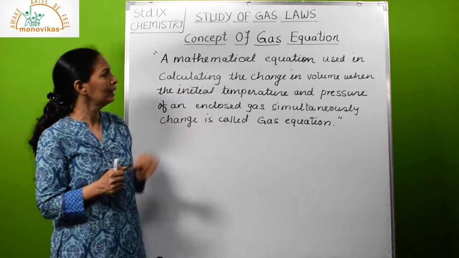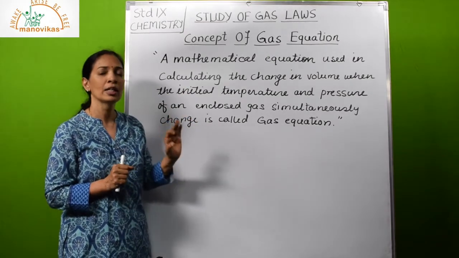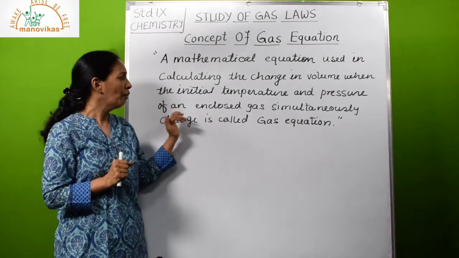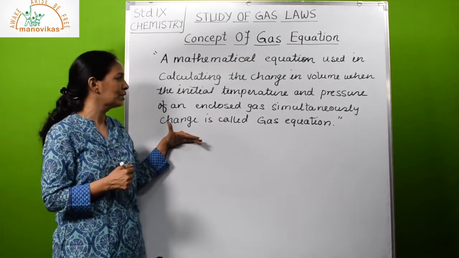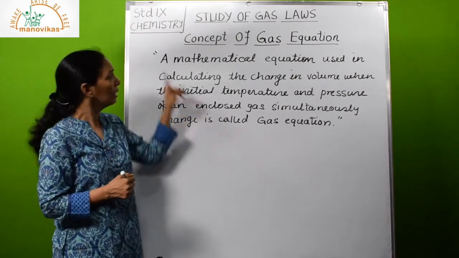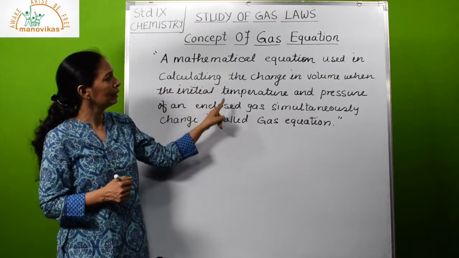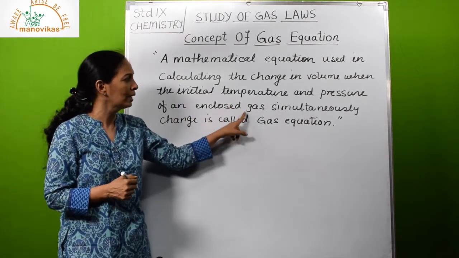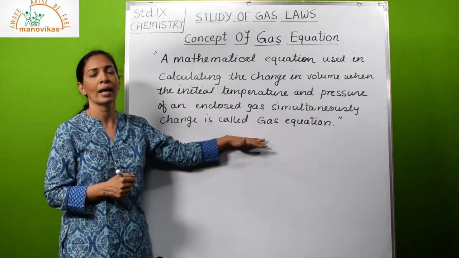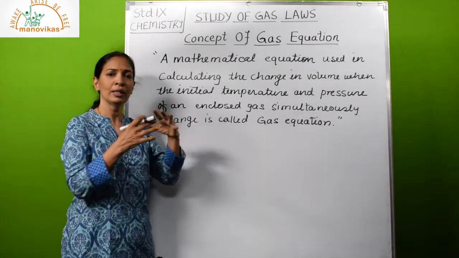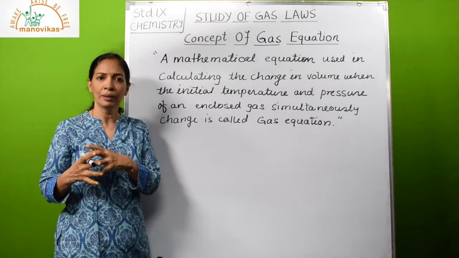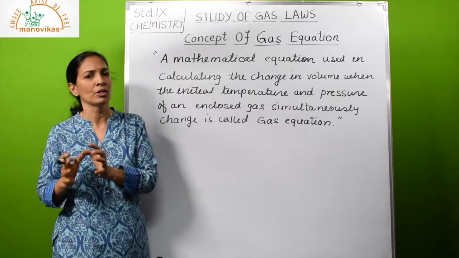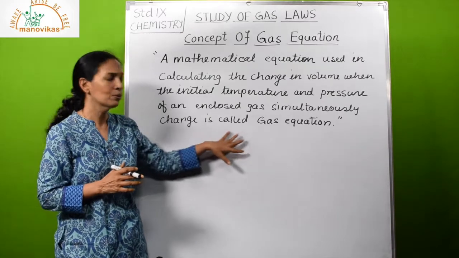It is a mathematical equation used in calculating the change in volume when the initial pressure and temperature in Kelvin of an enclosed gas simultaneously change. So you can define it as a mathematical equation used in calculating the change in volume when the initial temperature and pressure of an enclosed gas simultaneously change. Initially temperature, pressure and volume will be there. So the change in volume can be calculated by the change in initial pressure and temperature simultaneously, which is what the gas equation does.